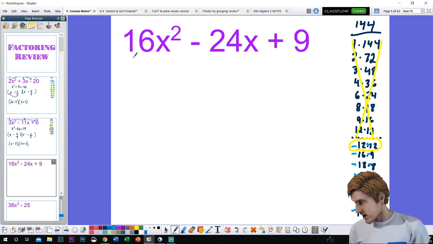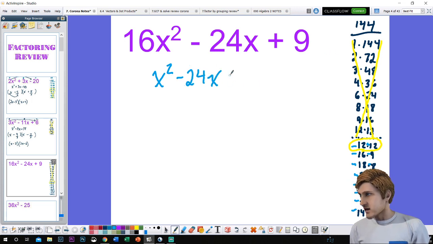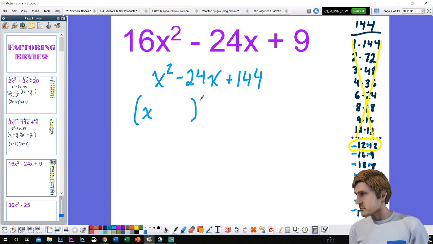So back we go. We're going to put this in factored form. Oop, before we do, though, I almost forgot. Let's multiply our a by our c. So 16 times 9 we already said was 144. That's our magic number. Then I'm going to go ahead and factor this. This is x, and negative 12 and negative 12 are my two answers.